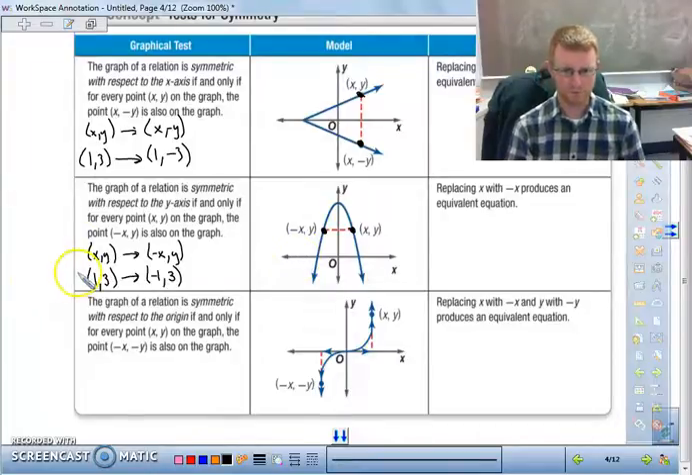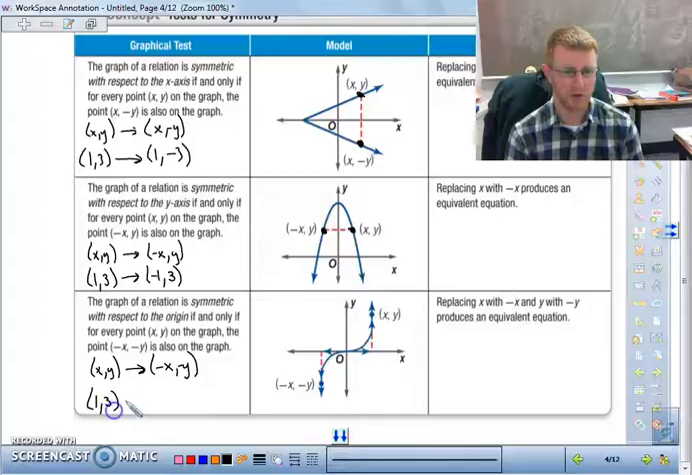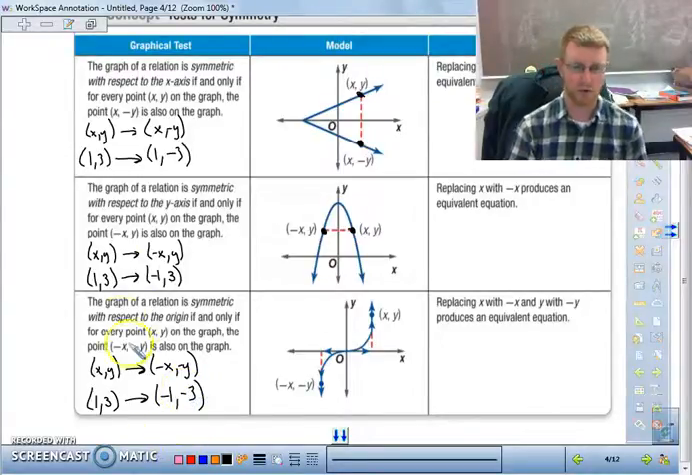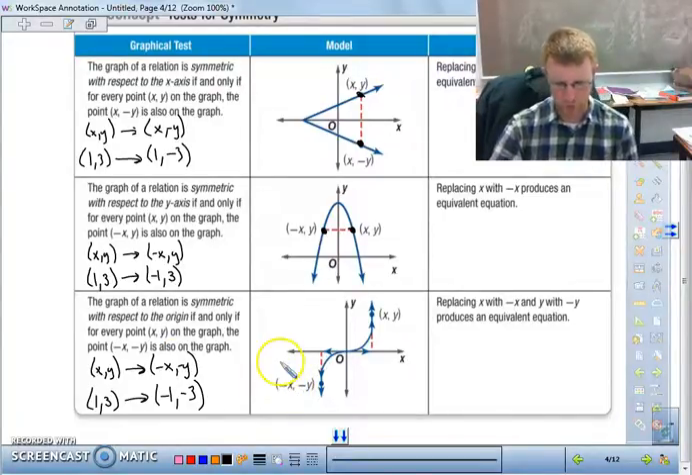And then our last one, symmetric with respect to the origin, both of them will change. So our x comma y would have an image of negative x comma negative y. So in this case, our point of 1, 3 would also have a point of negative 1, negative 3. Okay, so basically everything is opposite when having symmetry with respect to the origin.